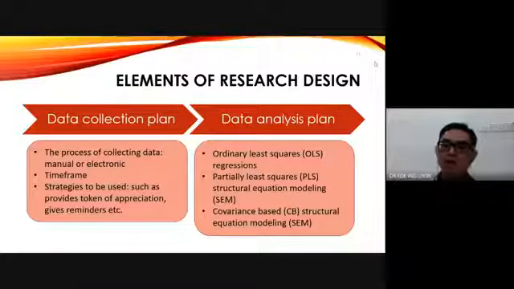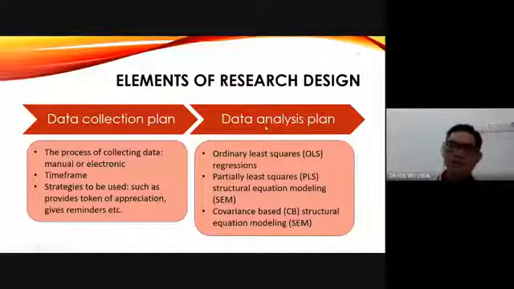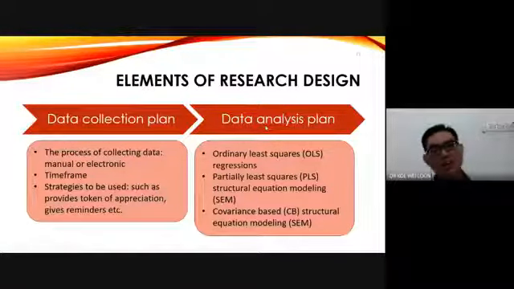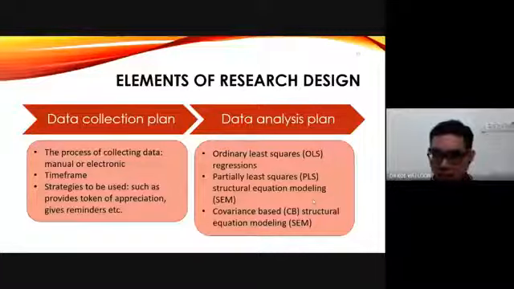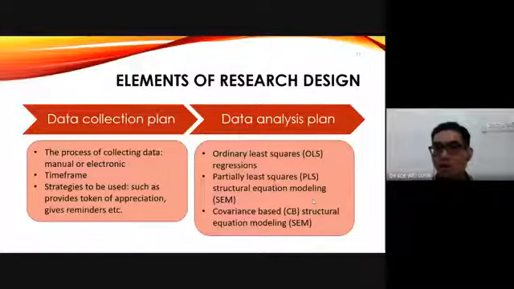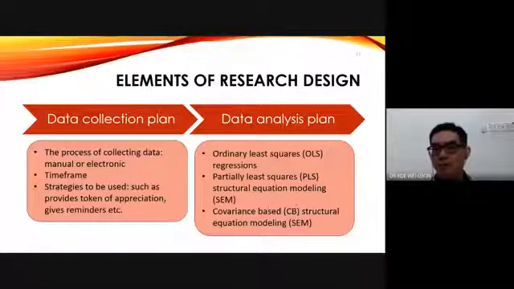So the three most commonly used analysis is regressions. But nowadays, I can see that students, they are getting fewer. Less and less students are using regressions because if you read the latest research, actually there are a lot of criticisms, there are a lot of comments on regressions, OLS regressions. So nowadays, students, they prefer to go for PLS, partial least square structural equation modeling, or covariance-based structural equation modeling. But I can see that in UiTM, most students, they prefer to go for PLS.